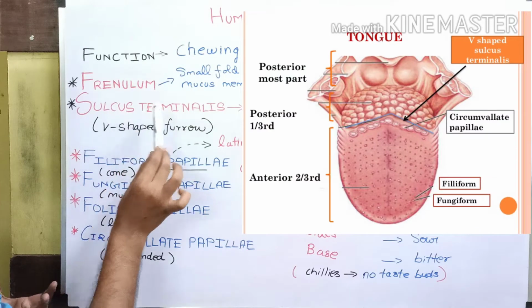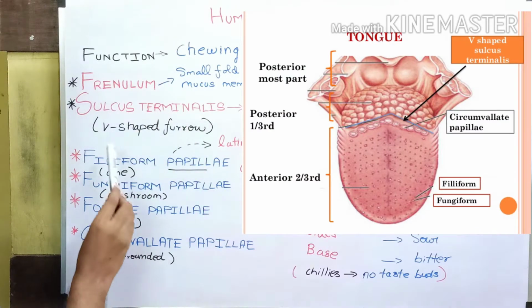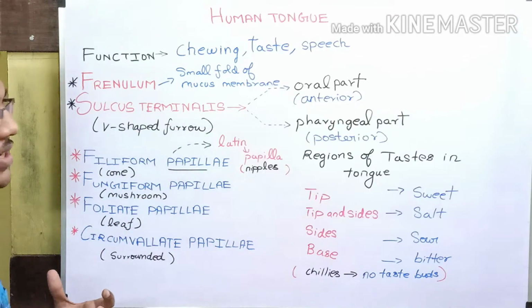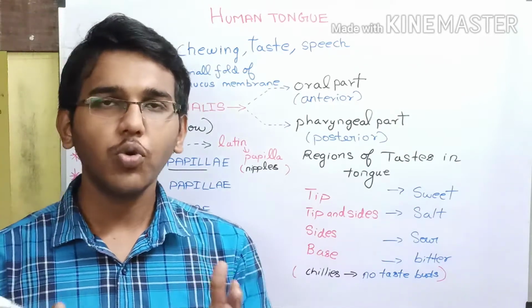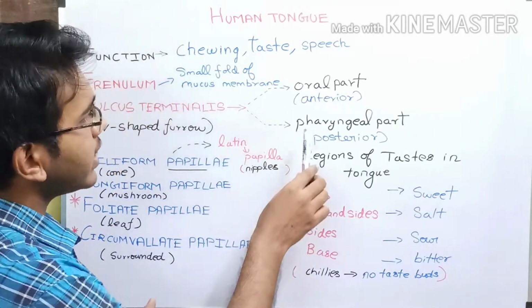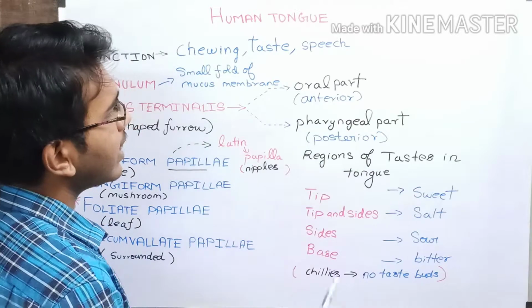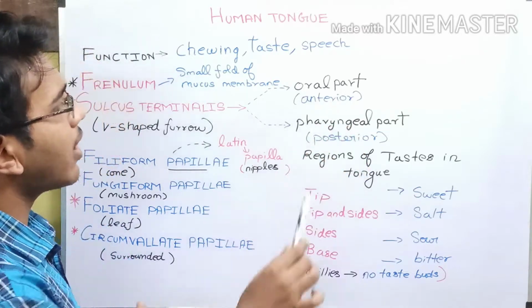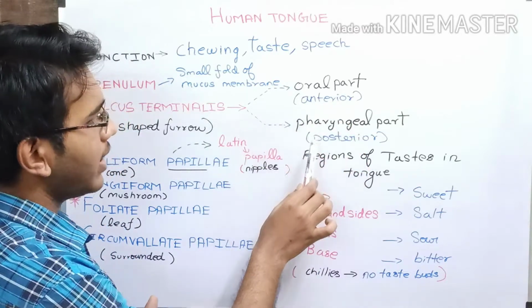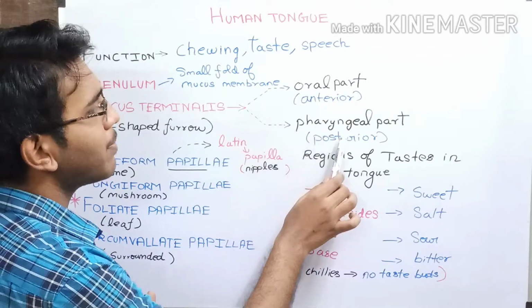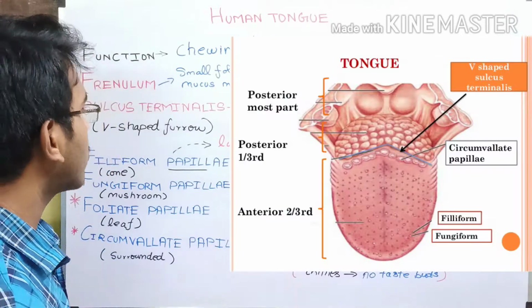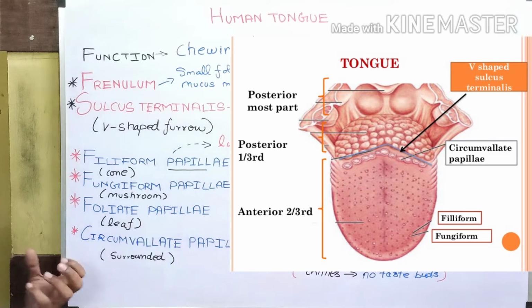Now we have the sulcus terminalis, which is nothing but a V-shaped furrow which divides the tongue into two parts, that is the posterior pharyngeal part and the anterior oral part. The anterior part is the front part of the tongue and the posterior pharyngeal part is the back part of the tongue. So now we are clear with the frenulum and sulcus terminalis.